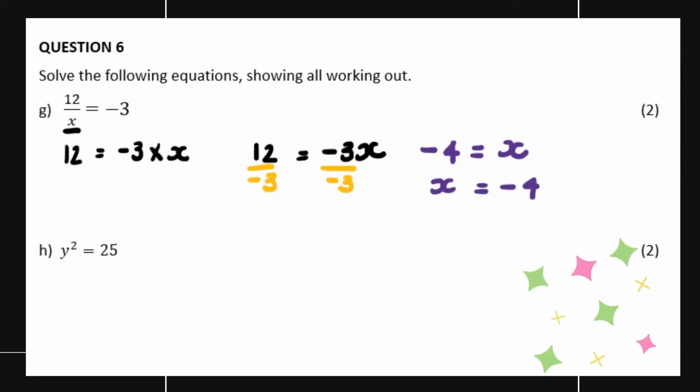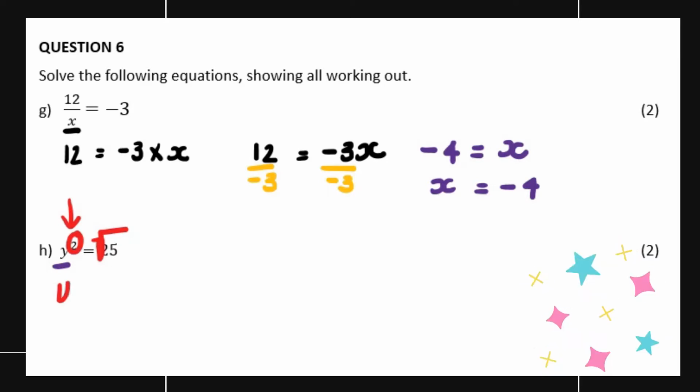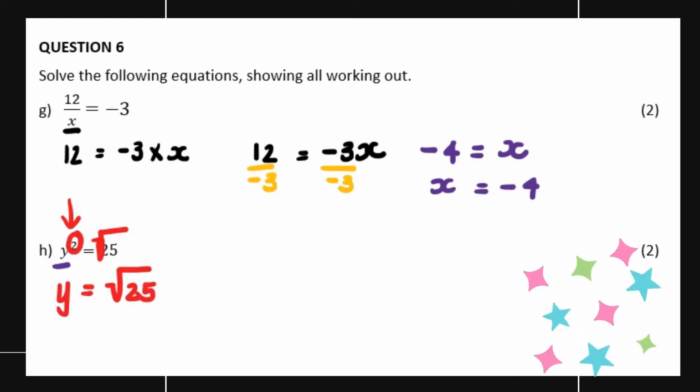For number h, which is our last equation that we are going to solve in this manner, or in question 6, we have that y squared is equal to 25. In all of the previous equations and what you have learned, we do the opposite on the other side to remove what we do not want on the left hand side. In this instance, it is squared. The opposite of squaring a number would be square rooting a number. And therefore, to remove the square from the y, we would say that y now is equal to the square root of 25. The square root of 25 is equal to 5.